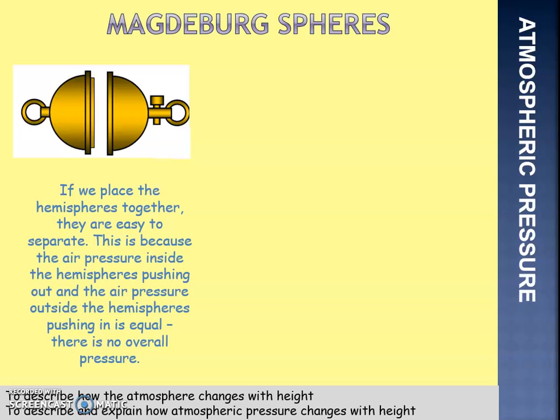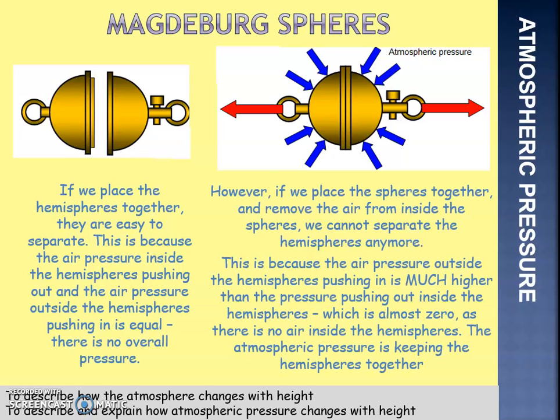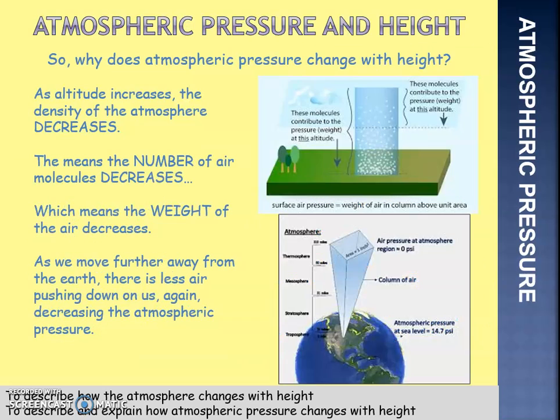There's no overall pressure. However, if we place them together and remove the air from inside the spheres, we can't separate them anymore. That's because the air pushing outside the hemisphere, pushing in, is much higher than the pressure pushing out inside the hemispheres, which is almost zero because we've removed the air from inside the hemispheres. Holding them together is the atmospheric pressure. There's pressure pushing those 2 hemispheres together, making it a sphere.